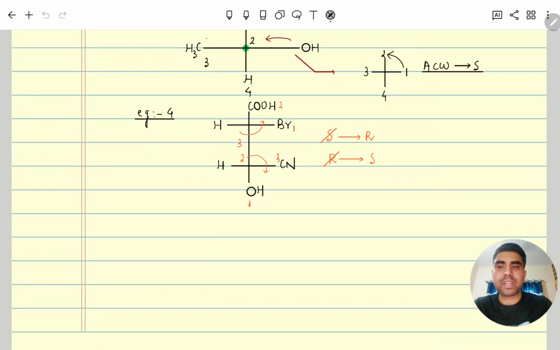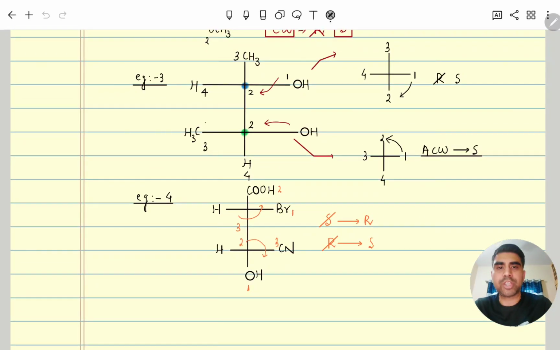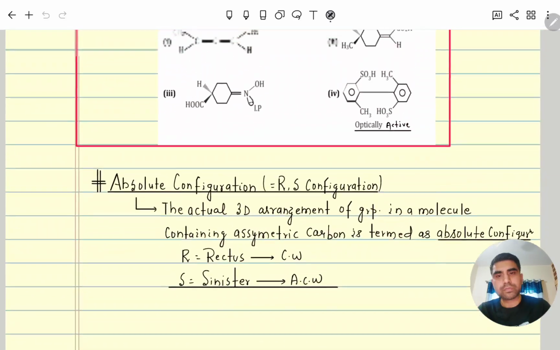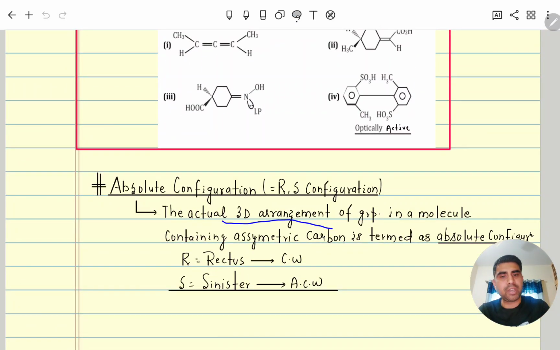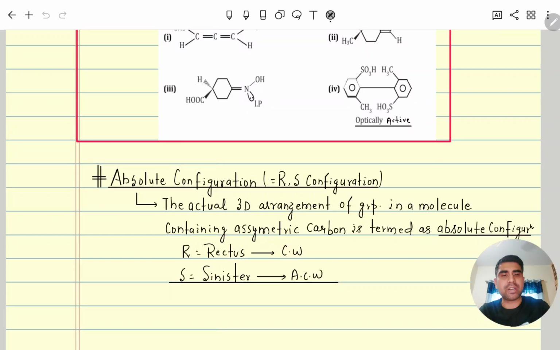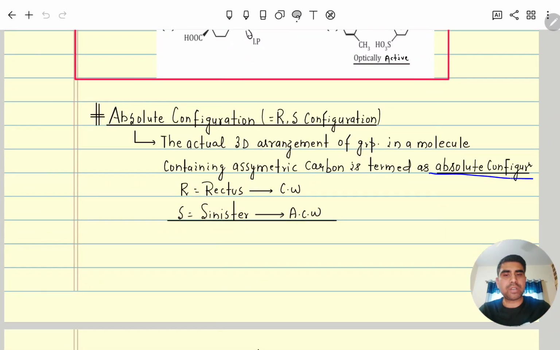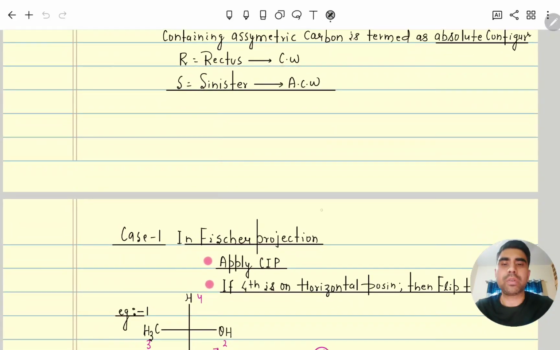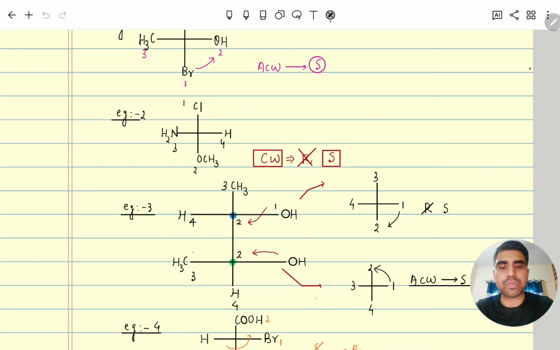Next, for this molecule we cannot check the plane of symmetry and center of symmetry, so by configuration also we can come to know whether it is optically active or inactive. Clear? Let's revise once again. Absolute configuration means the 3D arrangement of groups in a molecule containing an asymmetric carbon, meaning a chiral center. If it is rotating clockwise, it is called R, and if it is rotating anti-clockwise, it will be S. How can we come to know? By applying the CIP rule.